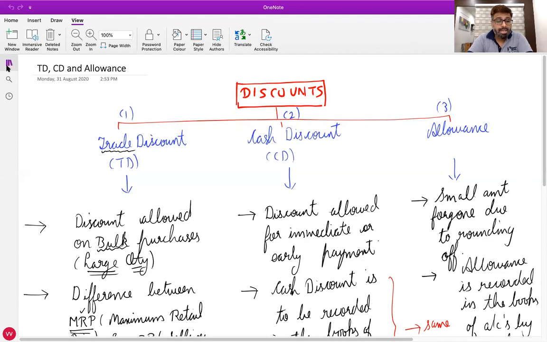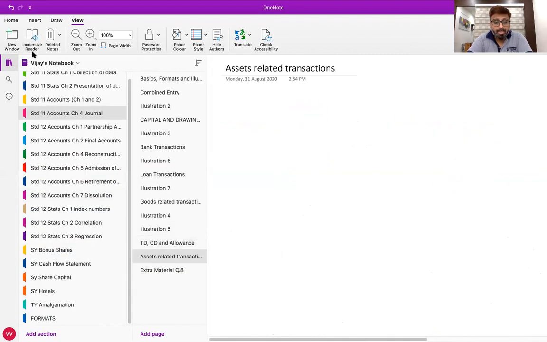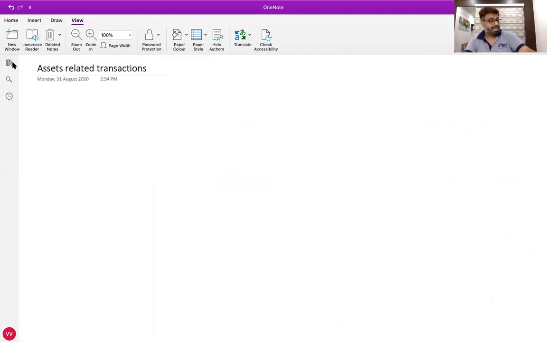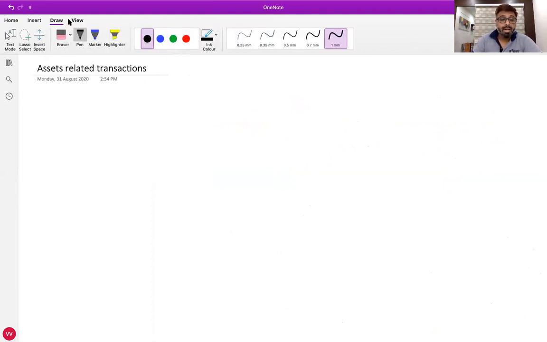So discount point is clear. Now we take up assets related transactions concept. Give the heading in your notebooks, assets related transactions. All of you give the heading. Now be attentive. Only one note to be remembered here.